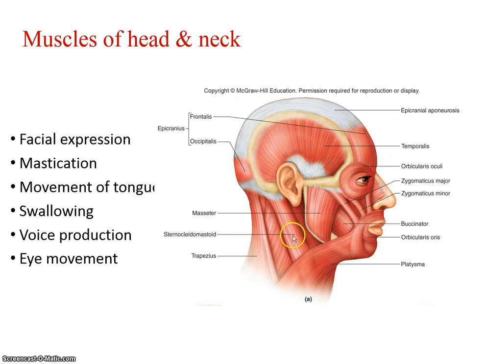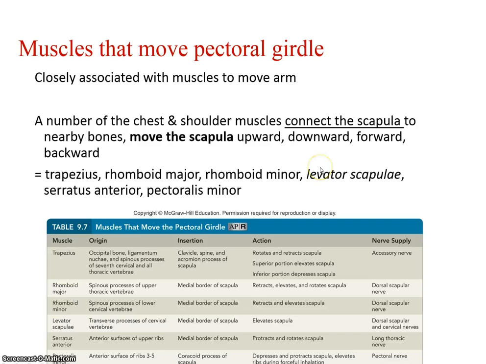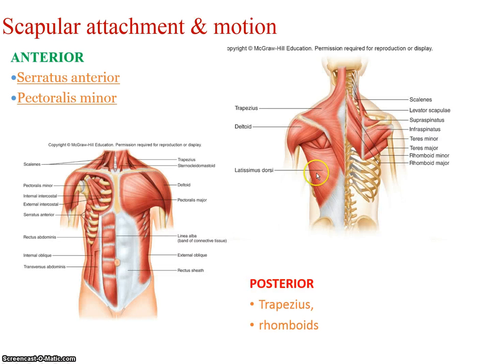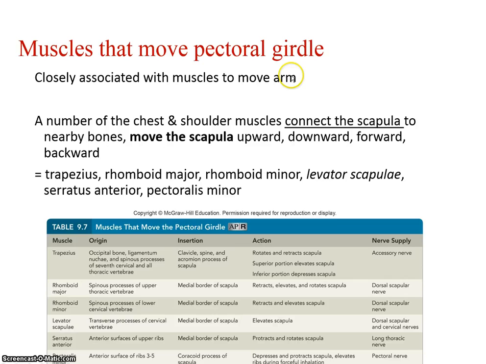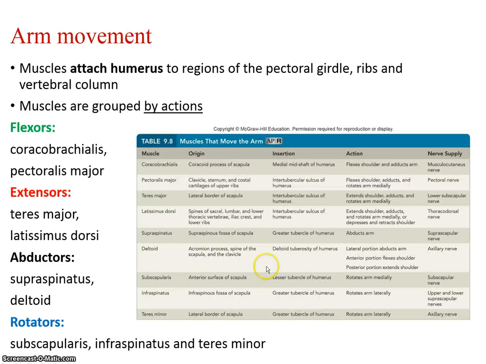Now, the rest of these slides, again, are just pictures to go along with what we talked about in lab. And they're grouped again by muscles of head and neck. Here's our facial expression, mastication, right? Pectoral girdle. There we go, right? And here I've also done the anterior, posterior, right? Arm movement. We didn't get into this in lab this week, but during week 9 we will, in week 10.